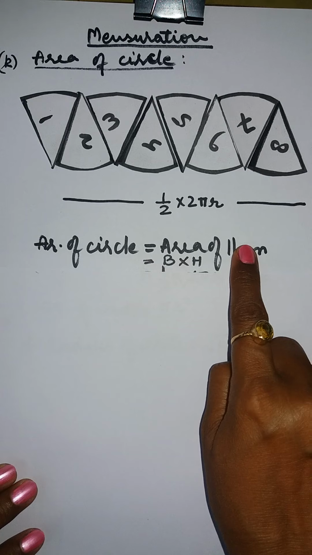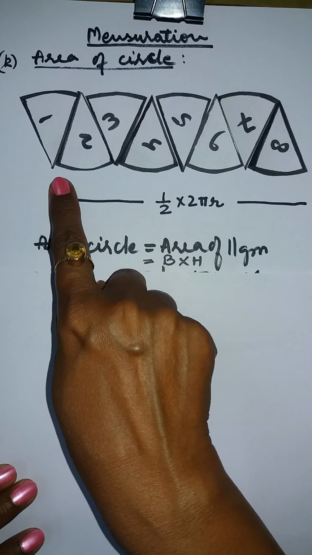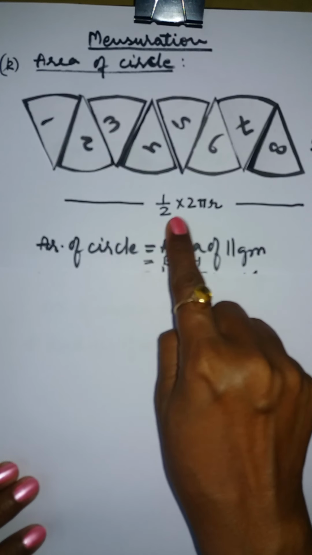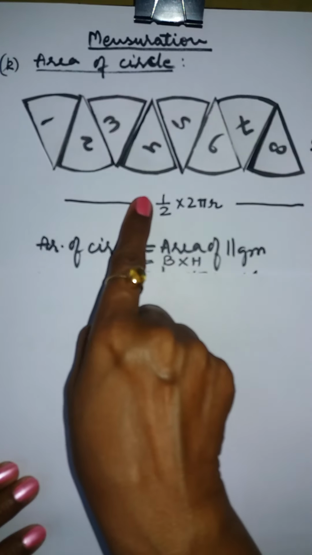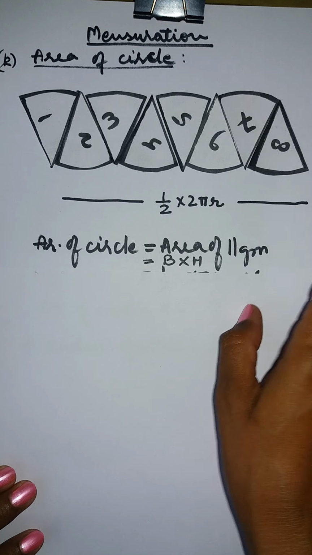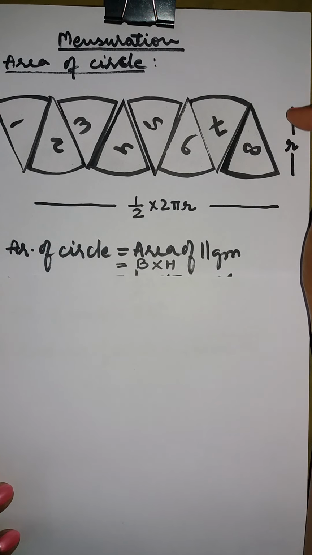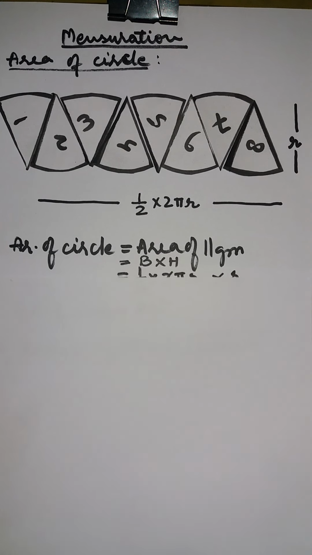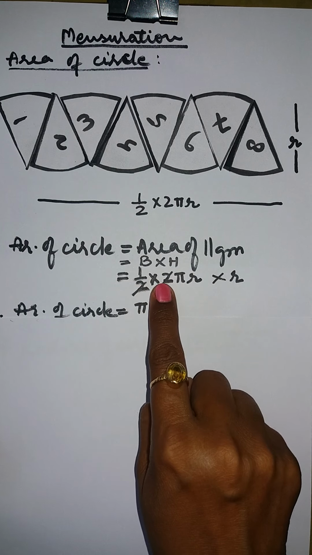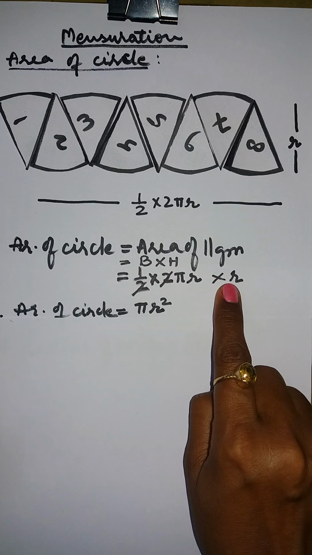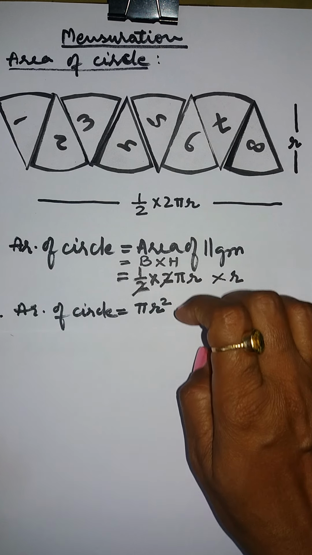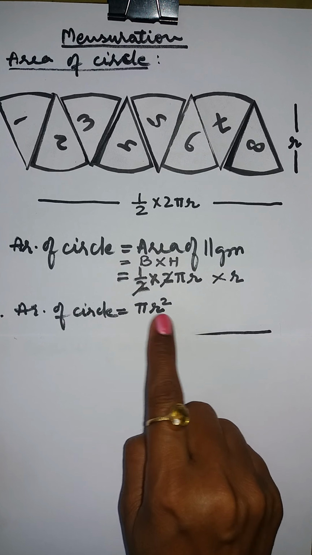We know the area of a parallelogram is equal to base into height. And here in this parallelogram, the base is nothing but half of the circumference. So 2 pi r is the circumference and we take half of it. So this is the base and this is the height. And the height here is the radius. This is the radius of the circle. So we replace them. For the base we write half into 2 pi r and h means r. So we cancel 2 and 2, so pi r and r are left, which is nothing but the area of the circle, which is pi r square.